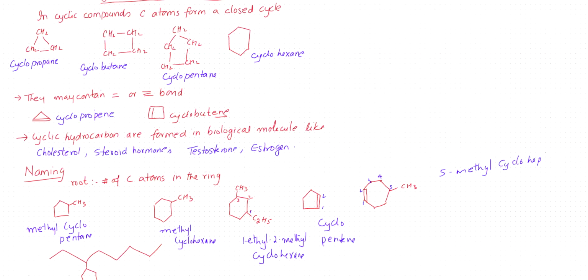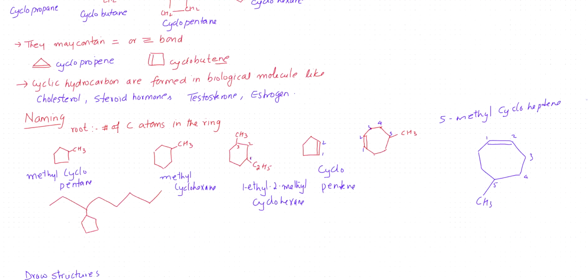Suppose this name is given, how will you write the structure? Cyclo means in a closed cycle, hepta means 7, ene represents there is a double bond. So we draw 1, 2, 3, 4, 5, 6, 7. Anywhere you put the double bond, so this becomes carbon 1. This is 2, 3, 4, 5. So here 5-methyl, so a methyl group is attached. You can write here CH3. So this is 5-methyl cycloheptene. Okay, next compound we'll go to.